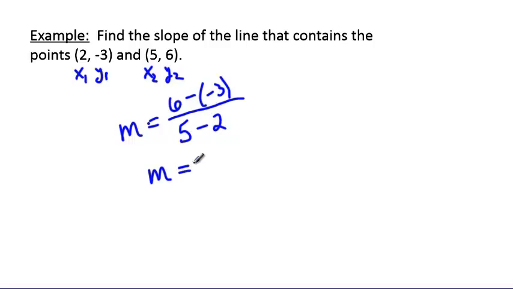So the slope then becomes 6 minus -3 is 9, over 5 minus 2 is 3. So the slope of the line that contains these points, or passes through these points, is 3.